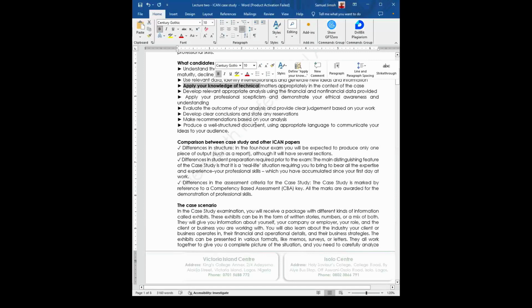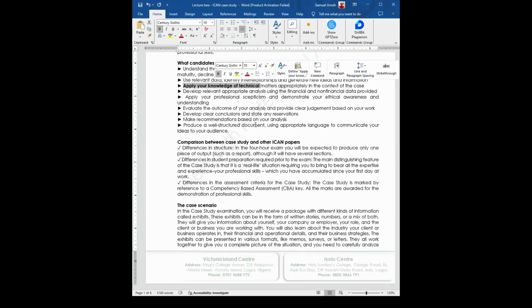Of course, I talked about technical skill the other time, and I said it's basically about your ability to do some basic computations. So, in other words, you must be able to apply those technical skills that you have learned in some papers like PM, SFM, FRCR, CSME, and some other papers like that.